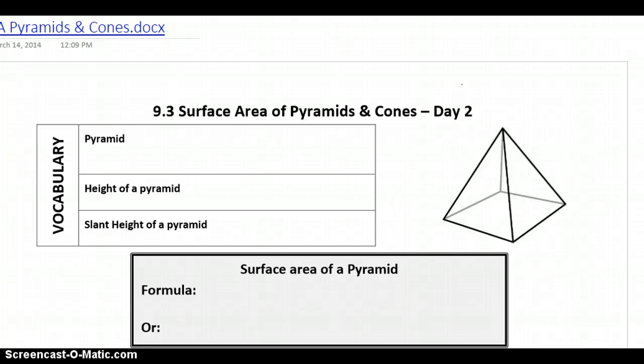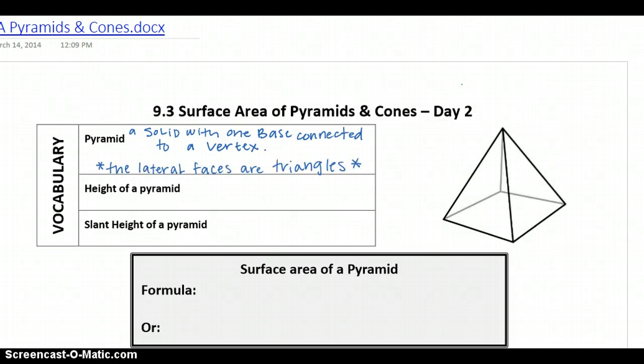Alrighty, this is 9.3 surface area of pyramids and cones day 2. So today we're going to talk about pyramids. Similar to a cone, a pyramid is a solid that has one base that's connected to a vertex, or a point opposite from that. And in the case of a pyramid, the lateral or side faces are all triangles.